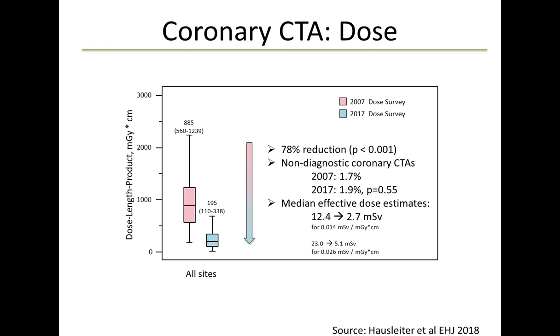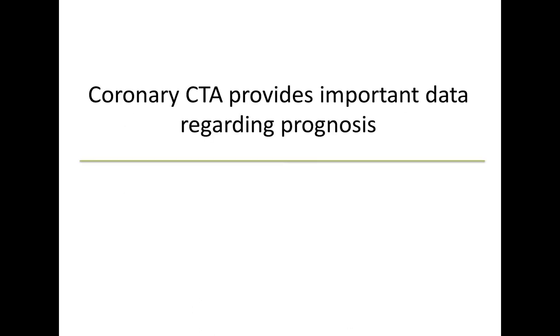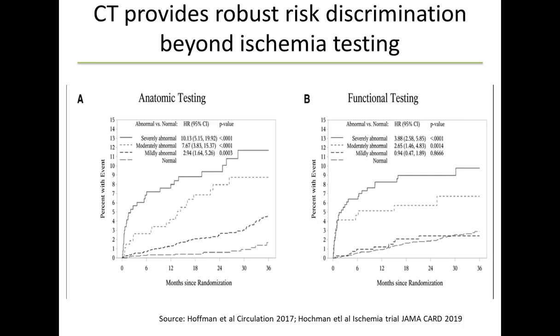The third reason I think that CTA really has leapt forward as a very important tool in the workup of patients with suspected but not yet confirmed coronary disease is its powerful prognostic risk discrimination. Here I highlight on a single slide two very important points as it relates to the prognostic information provided by CT and uniquely provided by CT.